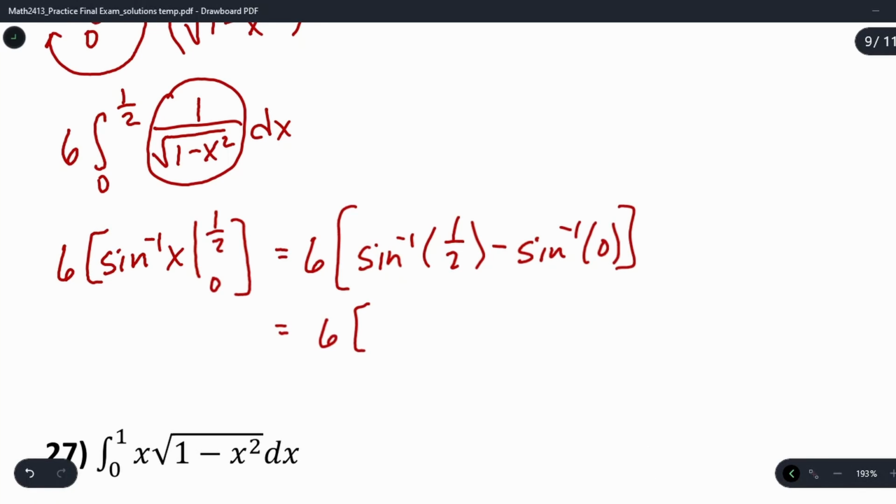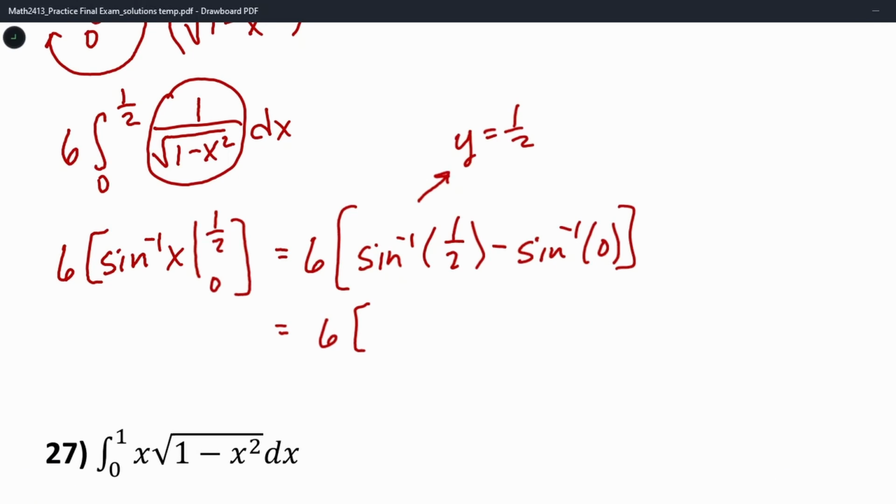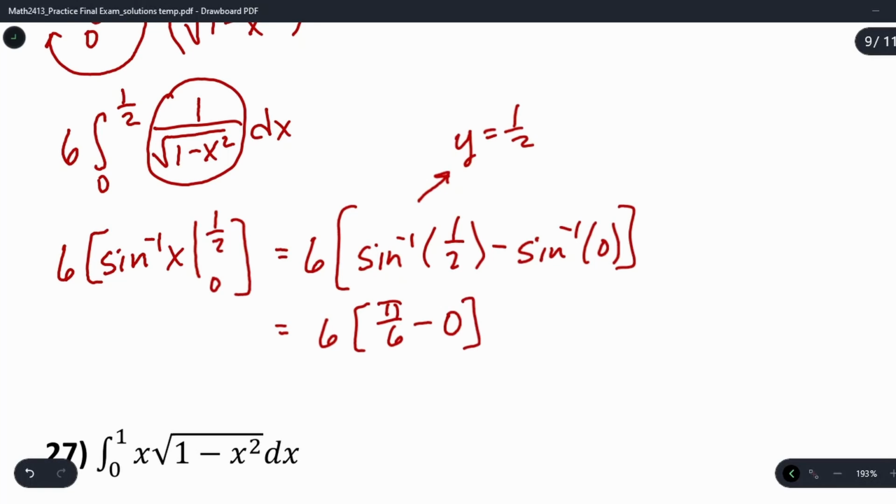So what is the inverse sine of a half? Well, that basically says where is y a half in the unit circle? Somewhere from negative pi over 2 to pi over 2, that's going to produce an angle of pi over 6. And then the inverse sine of 0 is 0. That's where y is 0, an angle of 0.